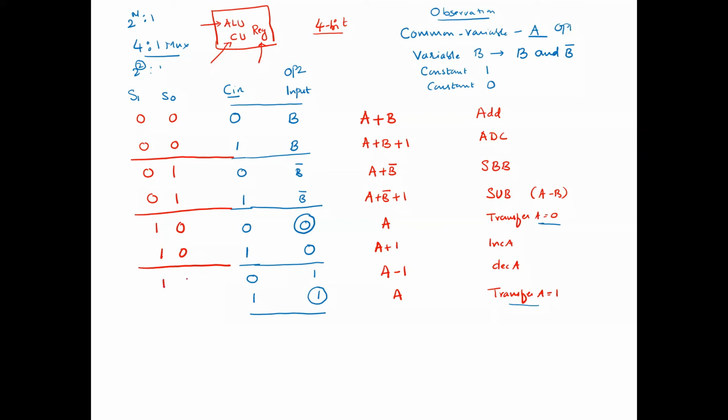And lastly, we have 1, 1, 1, 1. And again, how do I differentiate between these 2 with select lines 1, 1, 1, 1? It is common, but how are we going to differentiate among this? 0, 1. That depends upon the carry. Like that, we are going to make use of a 4:1 multiplexer. So this is how I'm going to represent the 4:1 multiplexer. Okay.